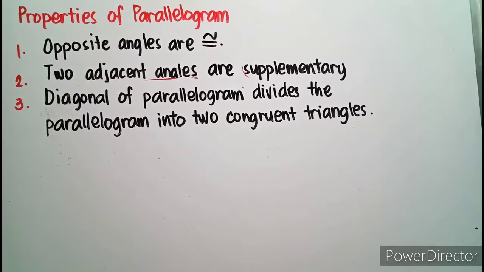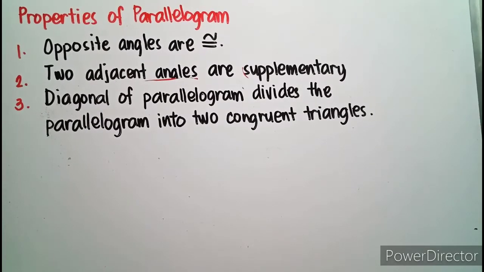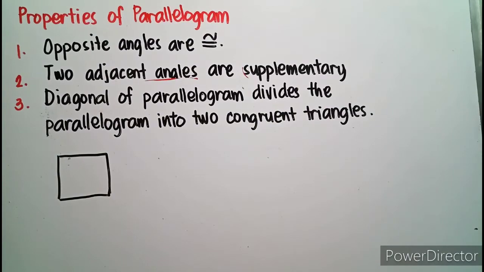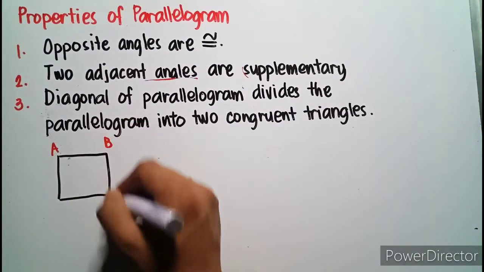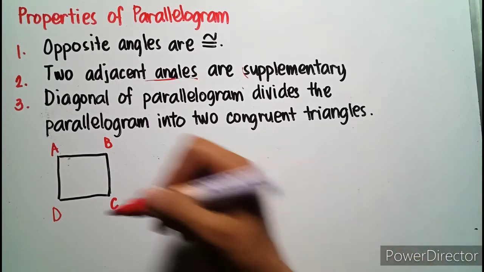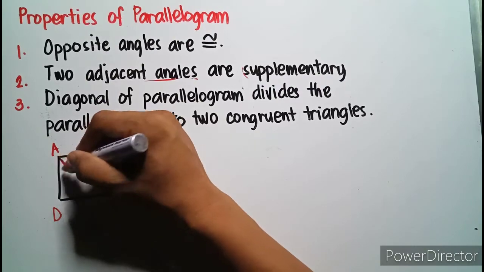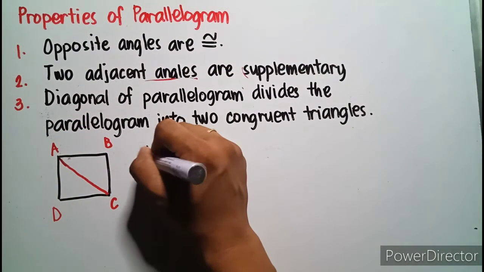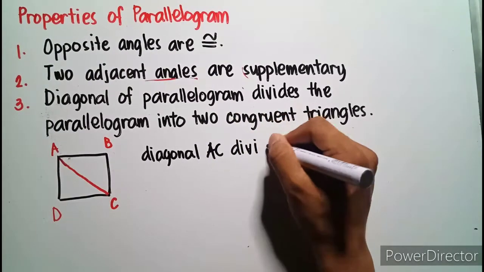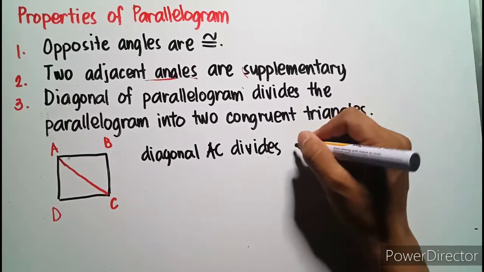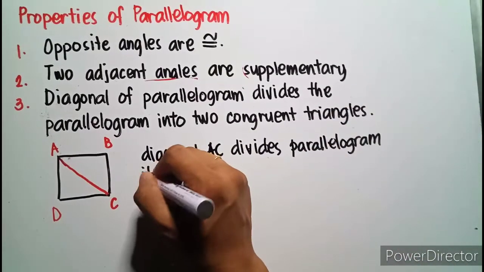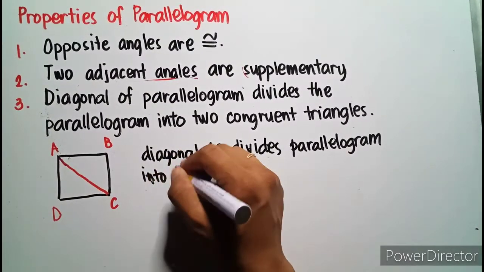Property number 3. Diagonal of a parallelogram divides the parallelogram into two congruent triangles. So if we will have a square, let's name this A, B, C, and D. So, it says here, diagonal of parallelogram divides the parallelogram into two congruent triangles. So, if we will draw here a diagonal AC, diagonal AC divides the parallelogram into two triangles.